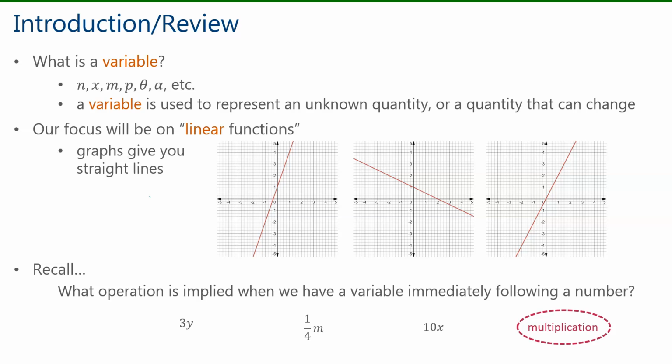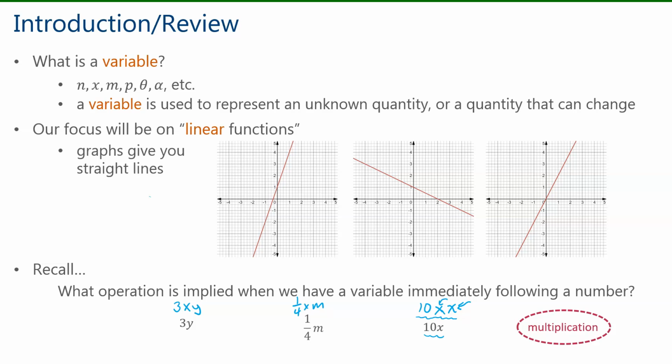3y means 3 times y. 1/4 m means 1/4 times m. 10x, 10 times x. And we prefer this method of writing it. We are hesitant to go 3 times y. 1/4 times m. 10 times x. It's not that it's wrong, but especially in this last example here, when we put down 10 times x, you see how closely related this very commonly used variable is to our multiplication sign. Writing 10x helps to avoid that confusion.